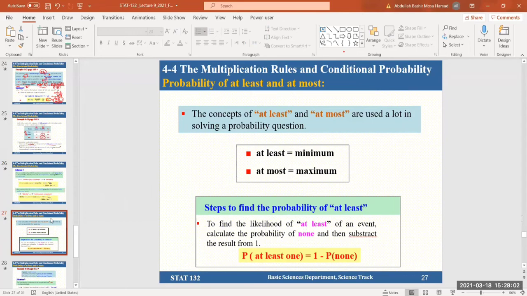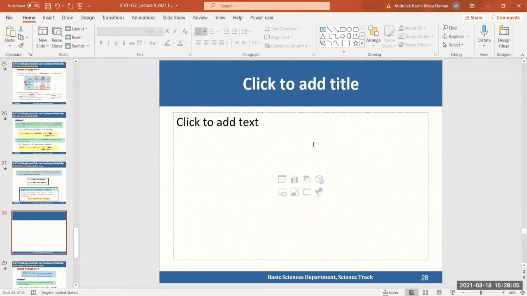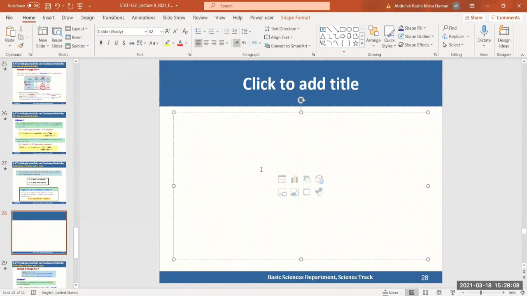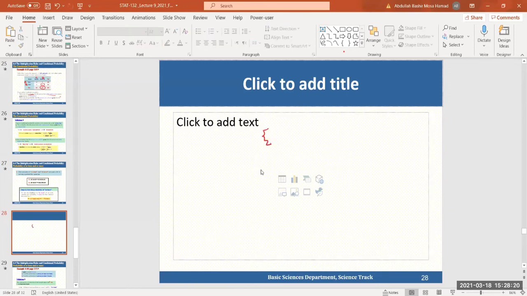Let's explain this in an easy way. Suppose we toss a coin 2 times. Sample space, how many points? 2 by 2 is 4. Both may be H, first may be tail and second H, first H and second T, or both T. These are all possible outcomes, so this is the sample space.